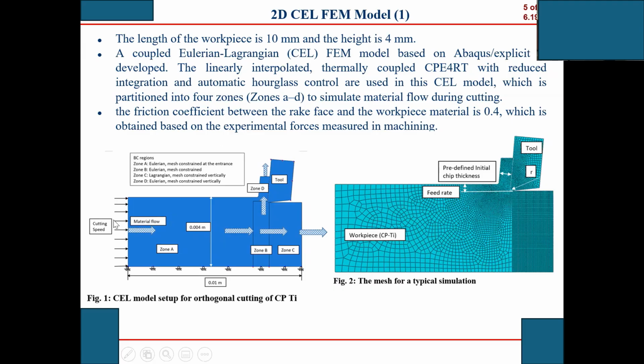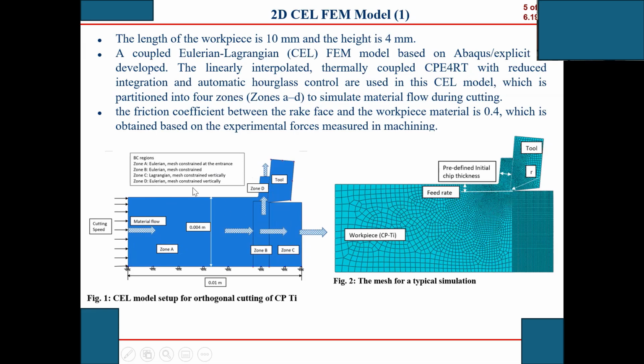Lagrangian method. So this is the cutting speed. The material is fed from this entrance, and we call this the exit. This is the material flow. Here is the height of the workpiece. This is zone B, zone C, and zone D. And here is the tool. You can see the tool. Zone A is our area, the mesh constrained as the entrance. This is zone A. And zone B here is our area, the mesh constrained also.